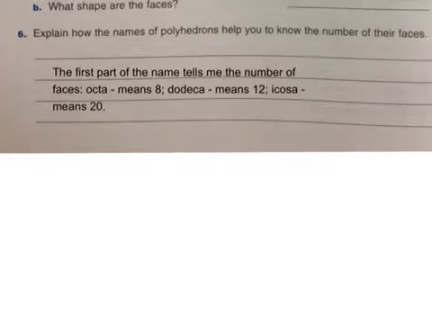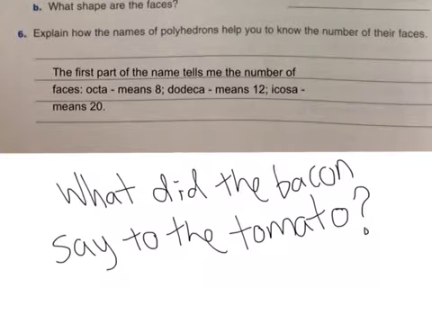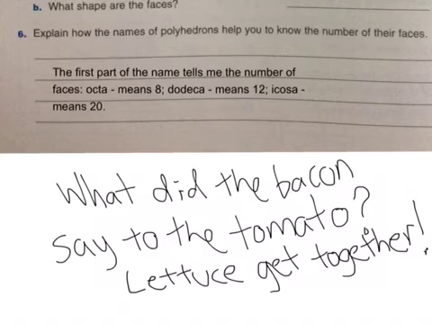Icosa means 20. What did the bacon say to the tomato? Any thoughts? Feel free to answer this for the next. No, never mind. I'll just give you the answer. So what did the bacon say to the tomato? Let us get together. Get it? BLT? Alright. No more of that.